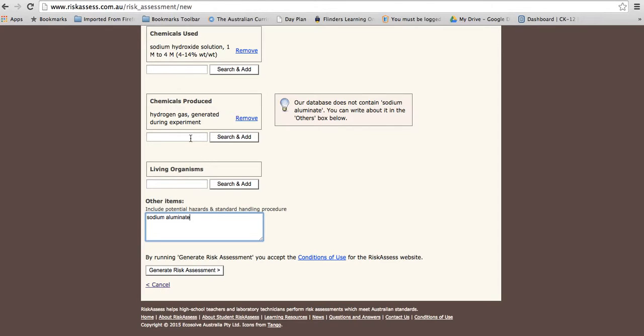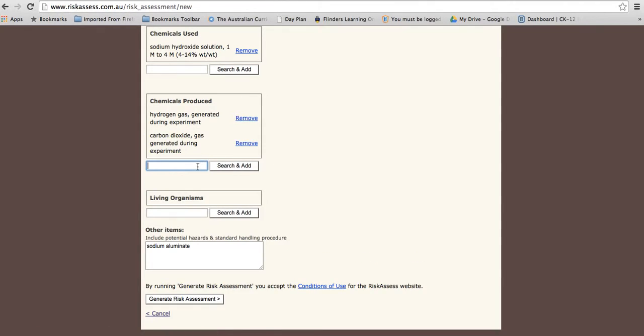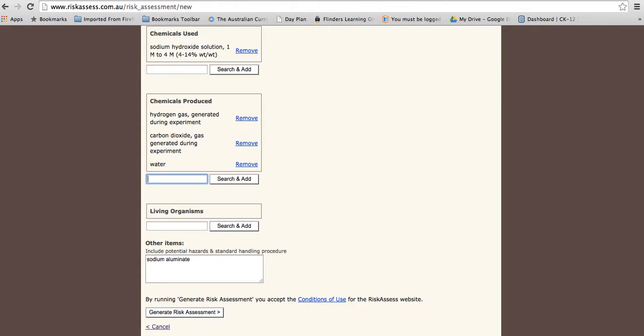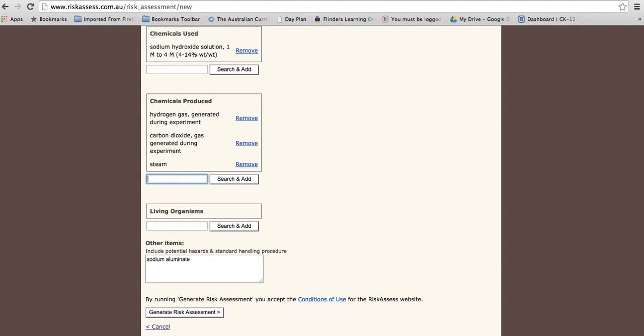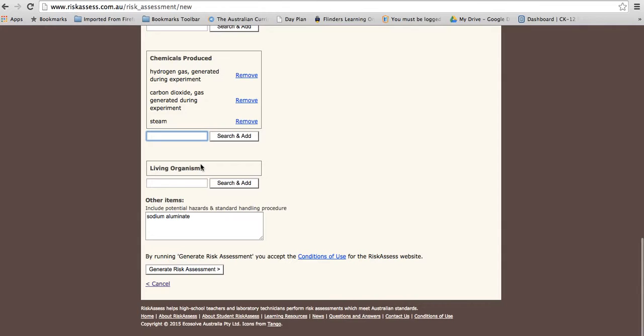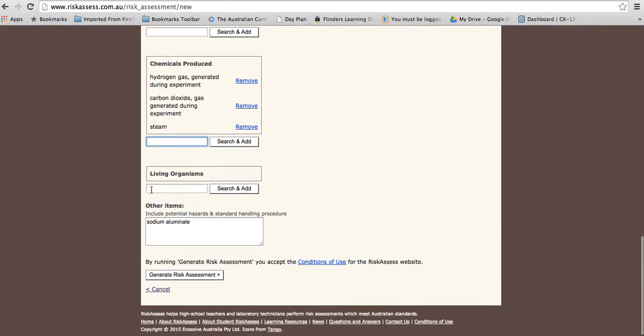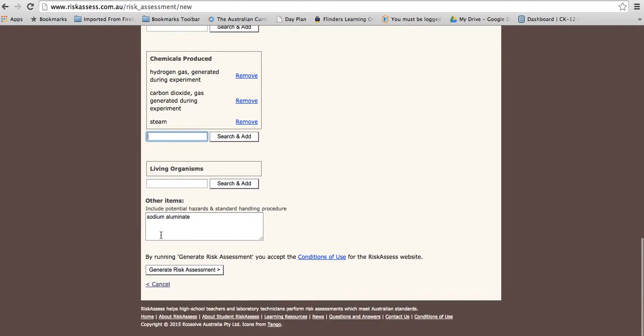Okay. Now, because I'm going to be burning this, I've also got a few other products. So I've got carbon dioxide produced. Okay. Gas during experiment. And water. Okay. Oh, actually, we should say water vapor. Oh, doesn't like that. So steam, perhaps. Okay. So we've got all of those things. Living organisms, this would be slightly different if you're running a different prac. So are any produced, are you using any, sorry, and you have to list that there.